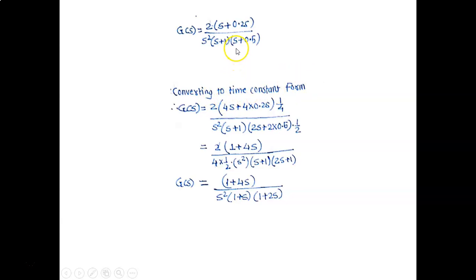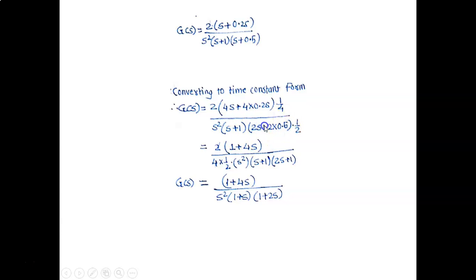Time constant form means what? We want the 1 plus s term. Therefore, G(s) is equal to 2 into (s plus 0.25). We have to take 0.25 outside, which means 1 by 4. Therefore, 2 into (4s plus 4 into 0.25, into 1 by 4), divided by s square into (1 plus s). Already the 1 plus s term is there, therefore no need to take any term outside.